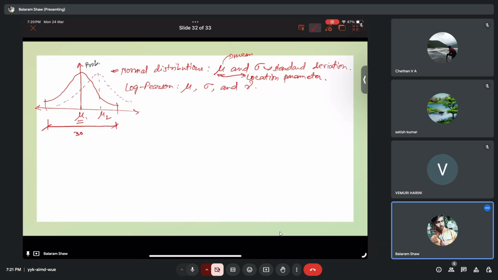Now in the log Pearson, if you see, this is again the location parameter only, and the sigma is the shape parameter. Sorry, the sigma will be the scale parameter, and the gamma will be the shape parameter. Okay, so whenever you are going through some distribution, you should know what kind of parameter it is, like if you shift just that, how it will affect the distribution.